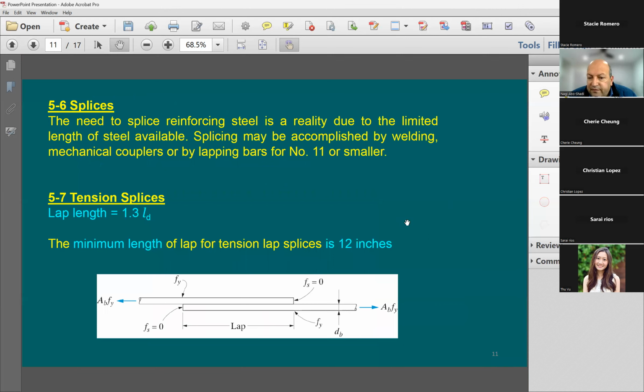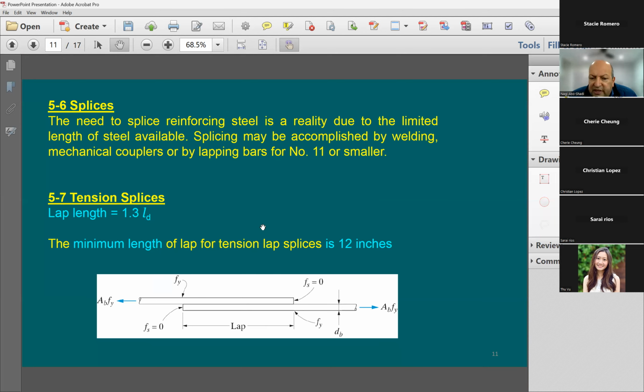Now the splice, the second section of our business here. The splice is going to happen only for a straight development length. So when you have two rebars, you splice them next to each other, and with that you get the lap splice. You don't do that with a hook. So this lap length is just that simple. It's going to be equal to 1.3 times development length.